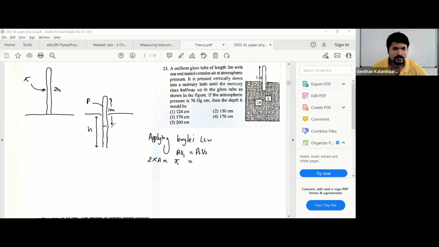So this is 1 meter. So this height is h minus 1. So you can say now the pressure inside is P0 plus h minus 1 mercury centimeters. And the volume is 1 meter into A. Pressure P0 plus h minus 1.